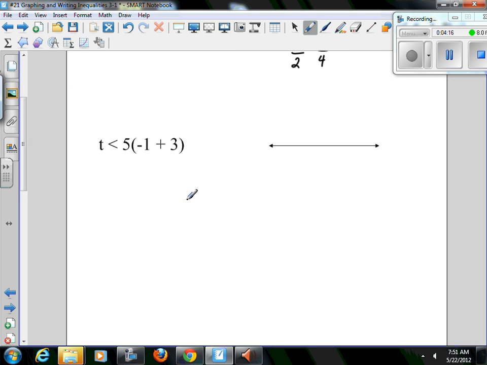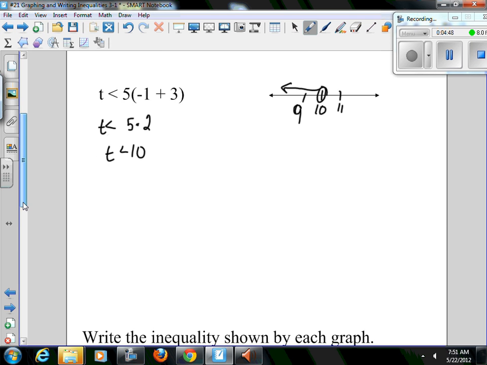Next, now this looks like something we're going to have to actually solve. So t is less than 5 times, in parentheses, -1 plus 3. Well, let's do what's inside first. -1 plus 3 is 2, so I get 5 times 2. So in other words, t is less than 10. So here's 10 on the number line, 11, and 9. We put an open dot on 10 with an arrow going to the left.